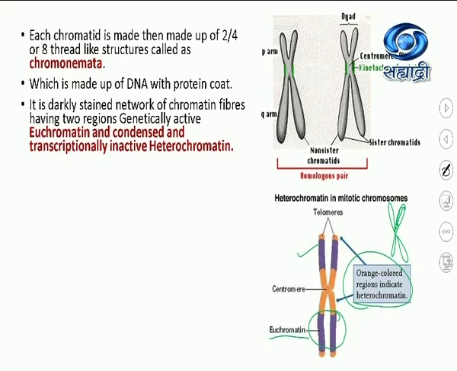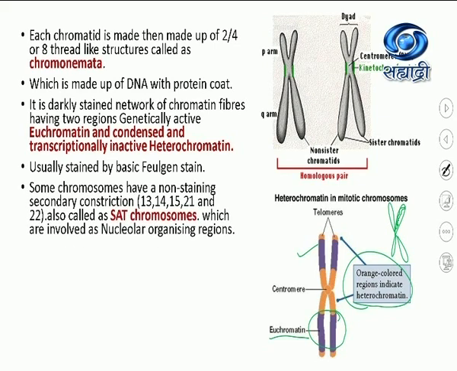Euchromatin is the active region. Heterochromatin is inactive in transcription. It has some other functions, other roles. Usually chromosomes are stained by basic Feulgen stains because a chromosome is made up of nucleic acid, which is acidic. So Feulgen stain, basic stains are used.